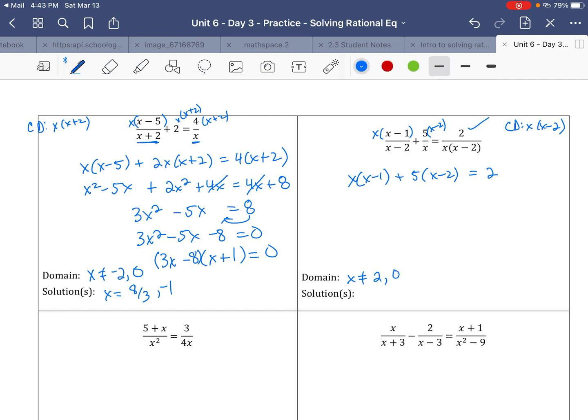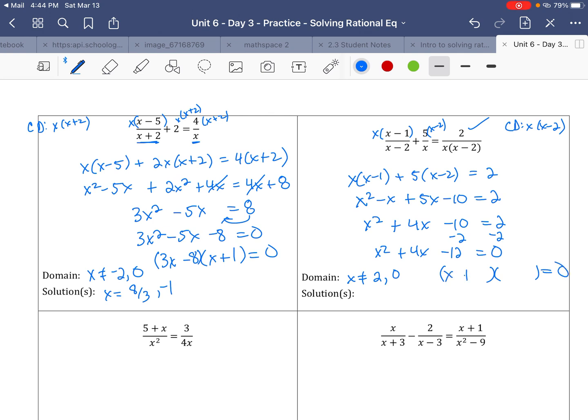All right, so let's take a look. We got x squared minus x plus 5x minus 10 equals 2. So I got x squared, negative x plus 5x is positive 4x minus 10. So I'm going to have to take away 2. So I got x squared plus 4x minus 12 equals 0. All right, so 6 and 2, how about we're going to use x plus 6 and x minus 2. That makes negative 12, but it also makes positive 4. So my answers are negative 6 and 2.